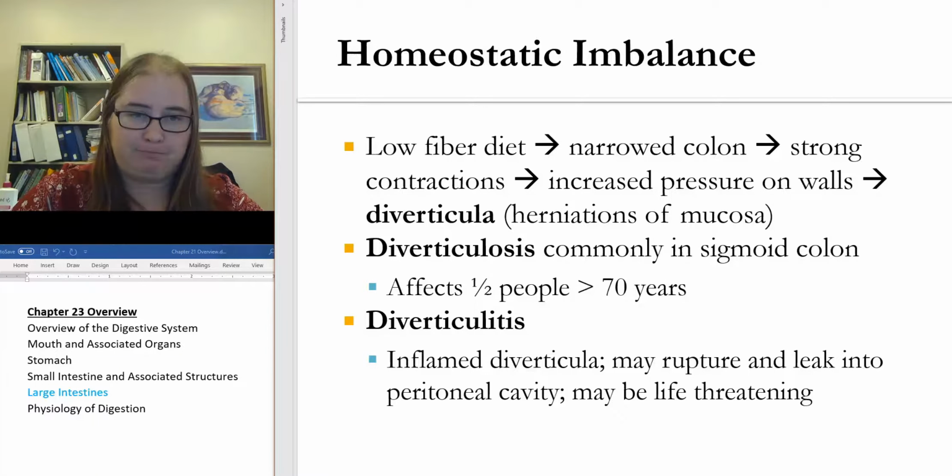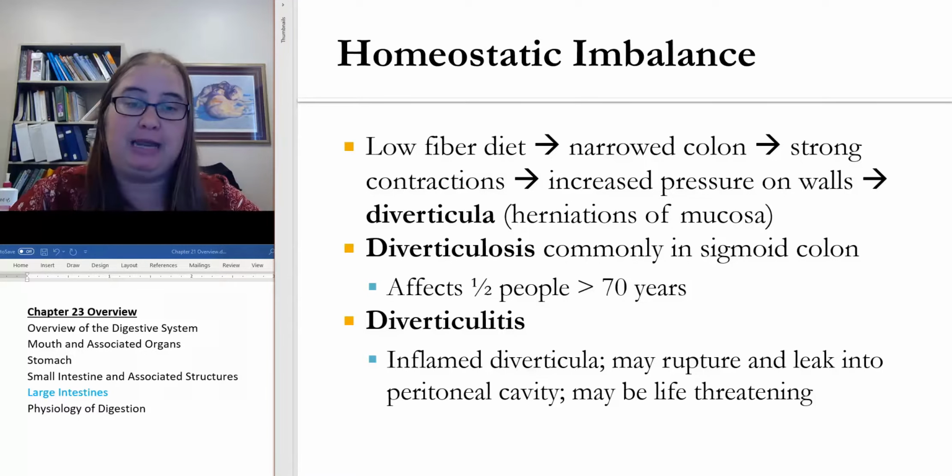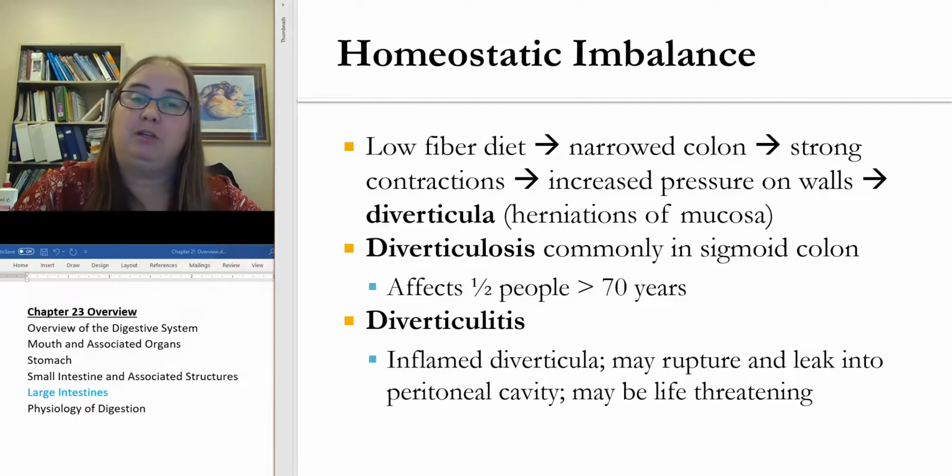Now, in the sigmoid colon, which is the last little piece before we get to the rectum and the anal canal, you can get something called diverticulosis. Diverticulosis is basically an abundance of these diverticula, these herniations, and you get them as you start to age. About half of people over the age of 70 have diverticulosis.